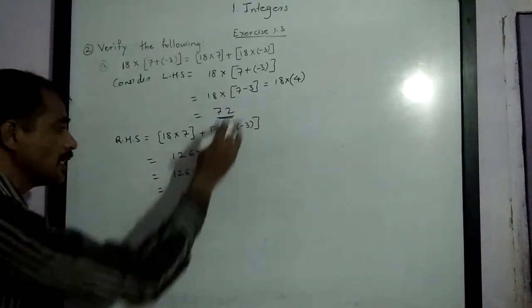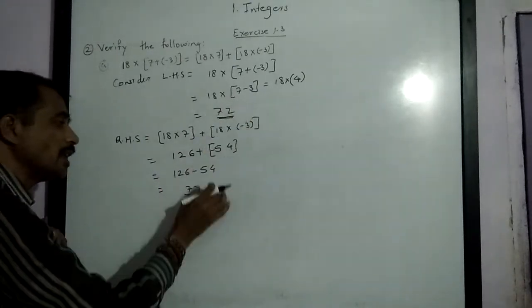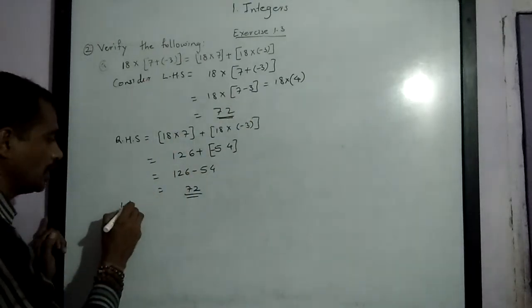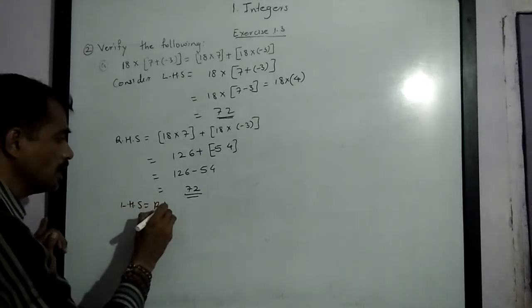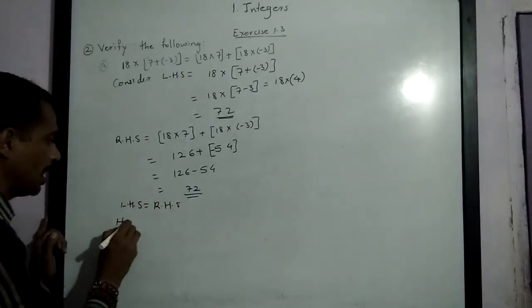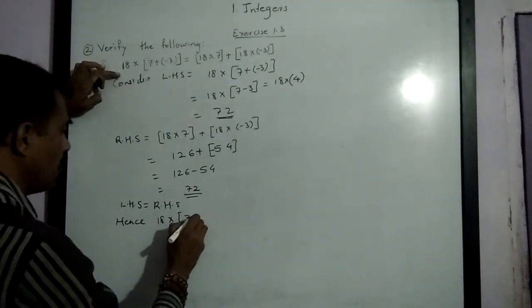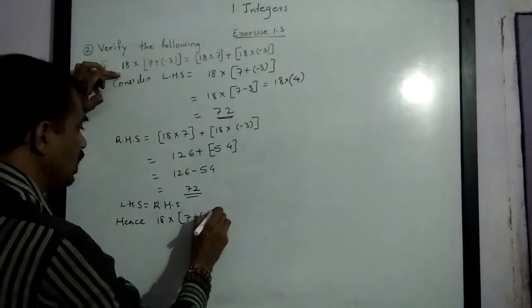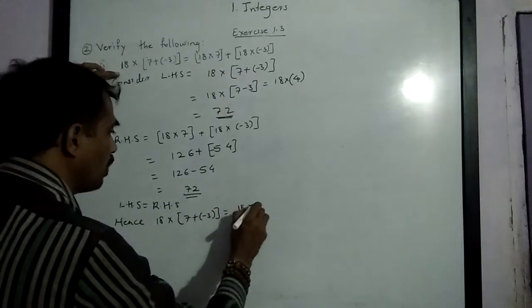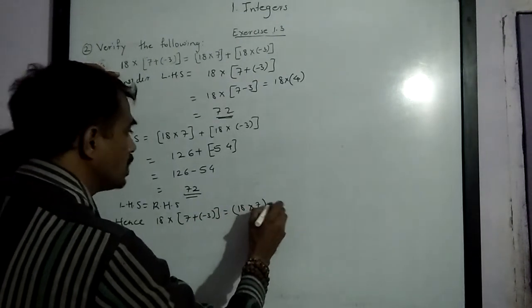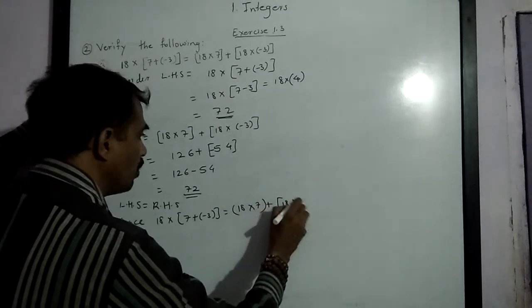Please note, we have got the same answer. It means LHS is equal to RHS. Hence we can say that 18 multiplied by 7 plus minus 3 is equal to 18 multiplied by 7 plus 18 multiplied by negative 3.